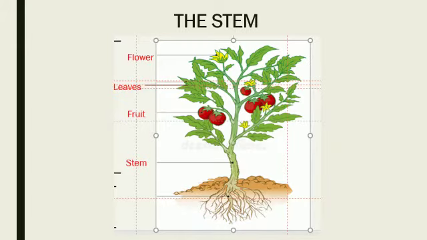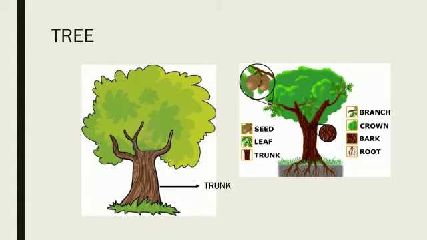The next part of the plant is the stem. The stem supports the plant above the ground. Leaves, branches, flowers, fruits grow on it. The trees usually have very thick, strong and woody stem called trunk. These stems are covered with thick bark. The examples of trees are mango tree, neem tree, coconut tree, banyan tree, etc.